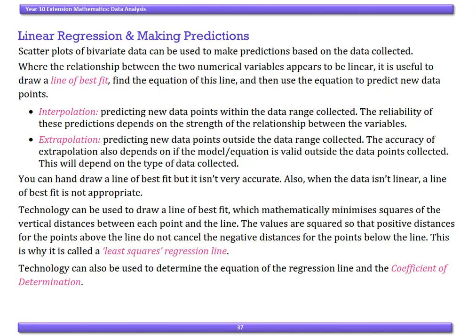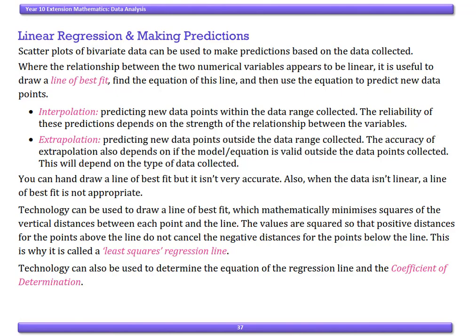Now, linear regression and making predictions. It's important to understand what you can do. Scatter plots of bivariate data can be used to make predictions based on the data collected. That's why we do it. We want to try and find a relationship between our variables so we can find an equation between the two, so then we can predict different values. So we might find data between two different points.